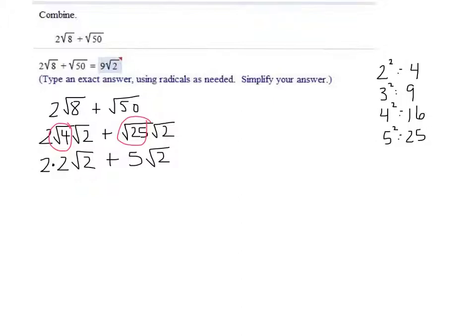Now this first part we've got 2 times 2 times square root of 2. So we can go ahead and multiply the 2's that are not underneath the radical. So that's 4 square roots of 2. And then we have plus 5 square roots of 2. So altogether we have, since they're like terms, they're both square roots of 2, we have 9 of those square roots of 2. And that's how that one works.